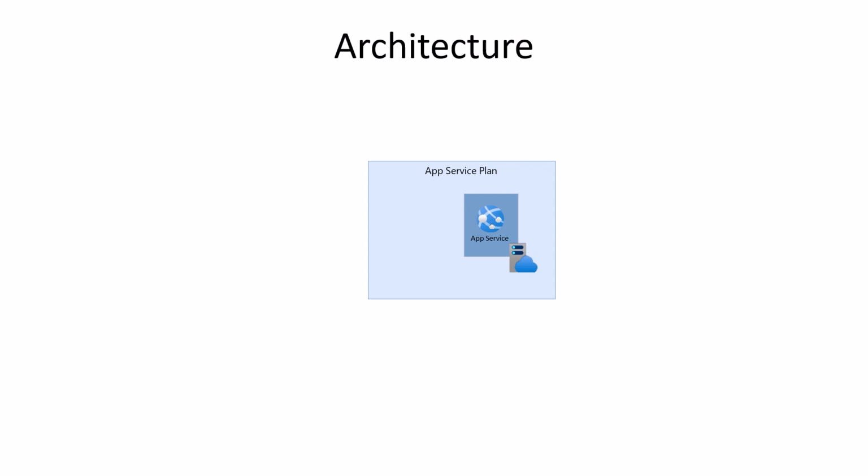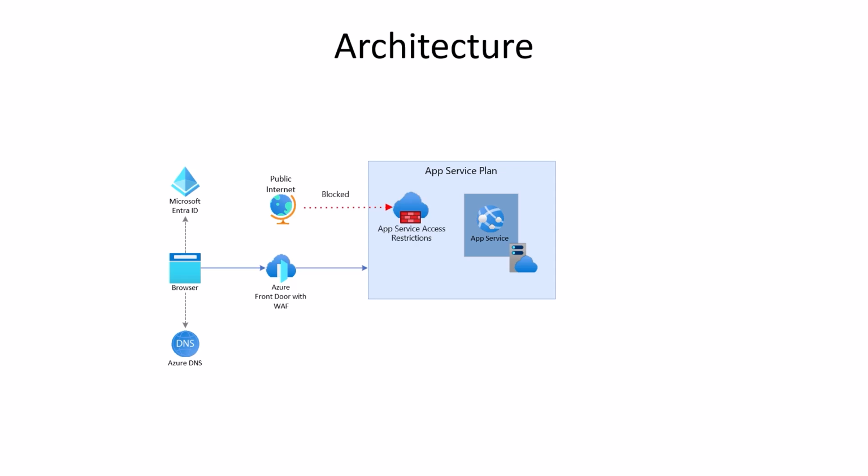So first, user traffic is directed through the Azure DNS and is routed via Azure Front Door. This is integrated with the Azure Web Application Firewall. This setup ensures load balancing and security, while role-based authentication is managed by Microsoft Entra ID. The requests then reach the app service plan, where access restrictions block unauthorized public internet access. The application logic runs on Azure App Service, ensuring scalability and reliability.